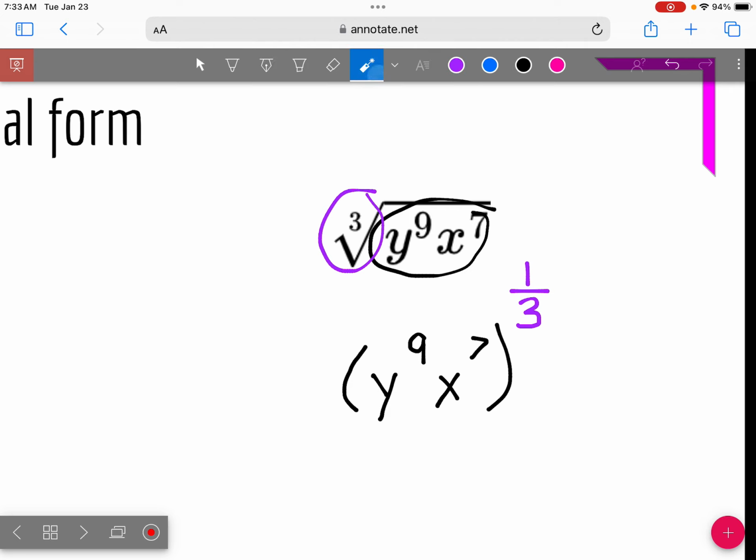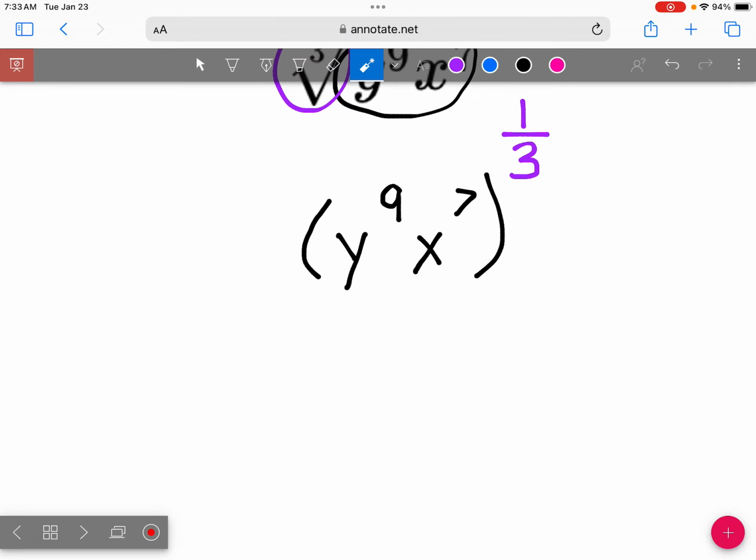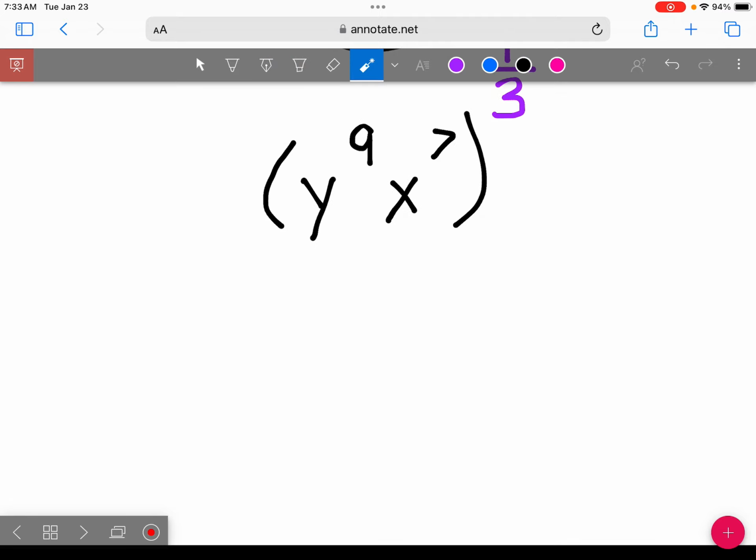We could also think about how we would simplify this, where we'd break it up into pieces. It's the same thing. It feels like we're going to distribute this power here. This is called the power of a power, and that's an Algebra 1, remembering our old exponent laws kind of deal, where I multiply powers together. So this is also going to be the same thing as y to the 9 thirds and x to the 7 thirds.